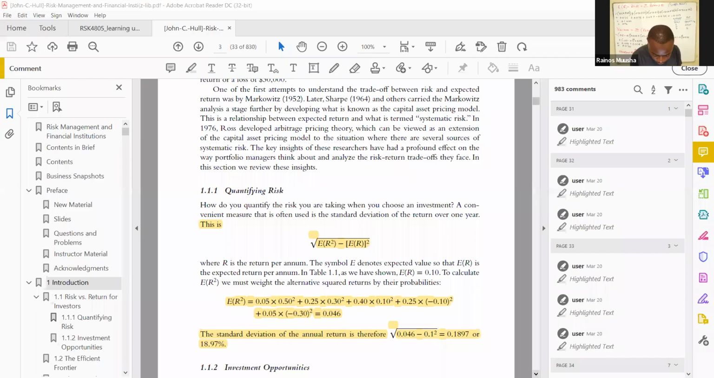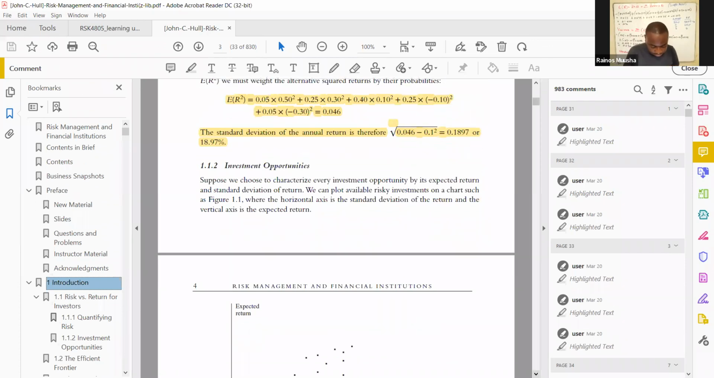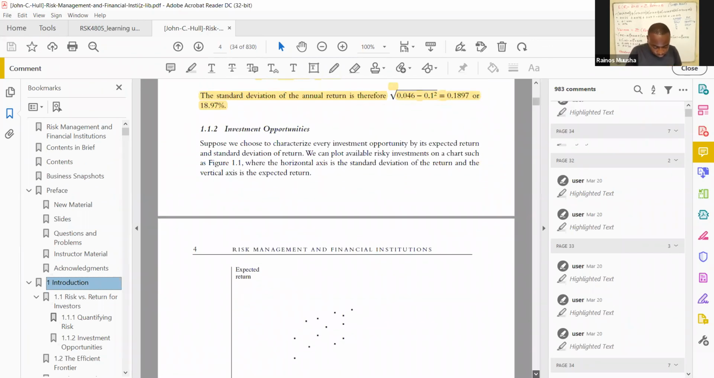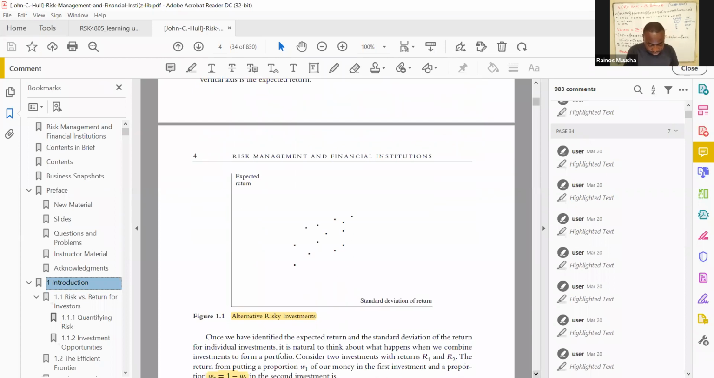On the next section, we look at investment opportunities. When you look at the flow of investment opportunities, it basically means that the relationship between the expected return and the standard deviation is generally something like this. In general, the higher the expected return, the higher the standard deviation, because the higher the expected return, the higher the risk. So the more risk you're taking, the higher the expected return, or the more expected return you want from your investment, the more you should know you're exposing yourself to more risk as well.